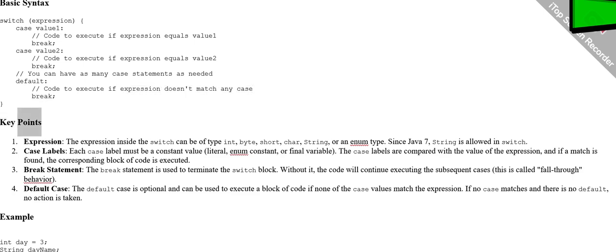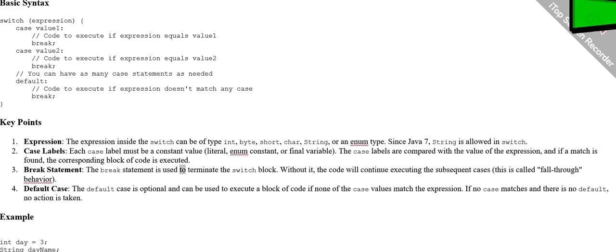Key points. Expression: the expression inside the switch can be of type int, byte, short, char, String, or an enum type. Since Java 7, String is allowed in switch. Case labels: each case label must be a constant value, literal, enum constant, or final variable. The case labels are compared with the value of the expression, and if a match is found, the corresponding block of code is executed.